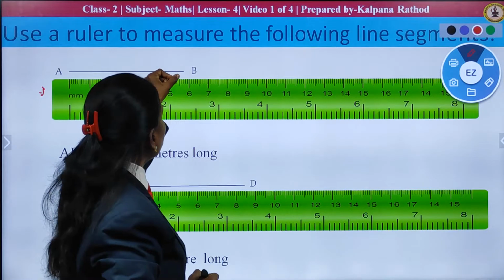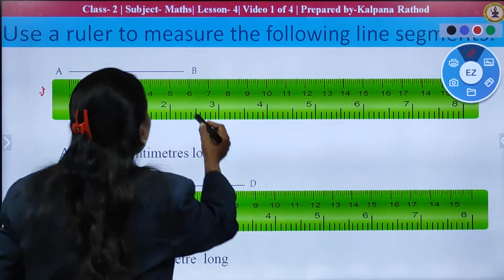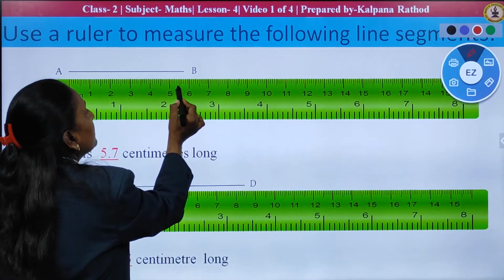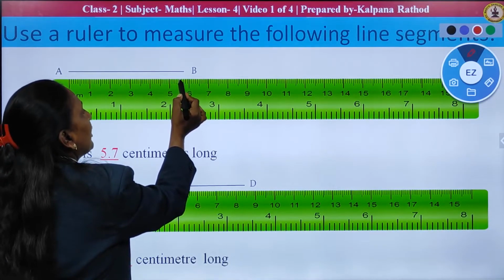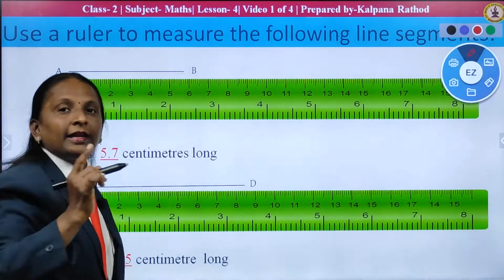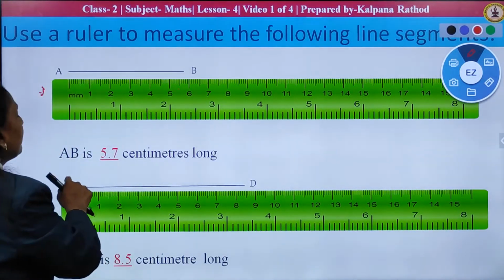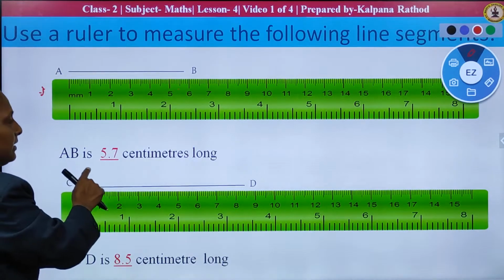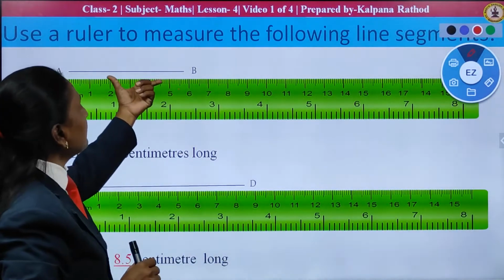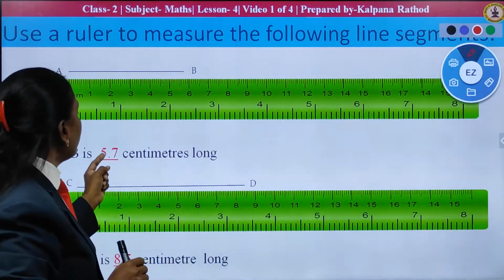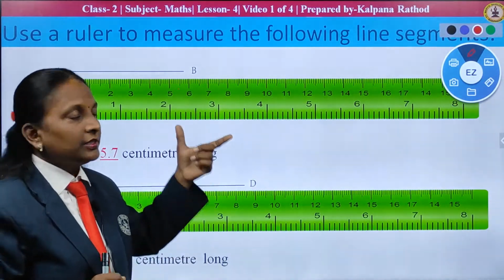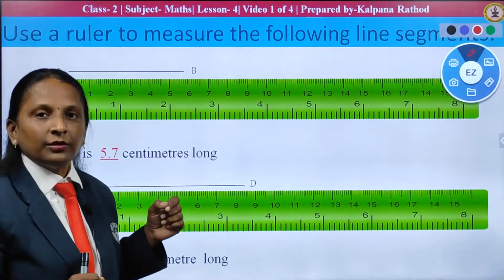Then see the last point B. B is exactly coming at, this is 5, then the middle point is 5.5, after that 5.6 and 5.7. So, the last point is touching at 5.7. So, we can write that AB is 5.7 centimeter long. So, the line segment AB is 5.7 centimeter long. This way we have to measure this line segment using this ruler.